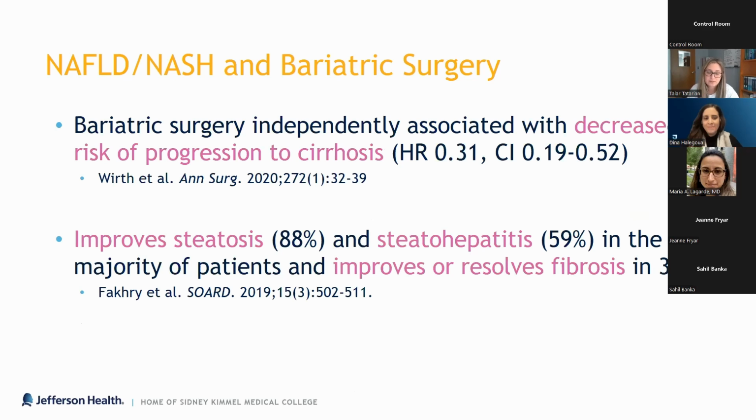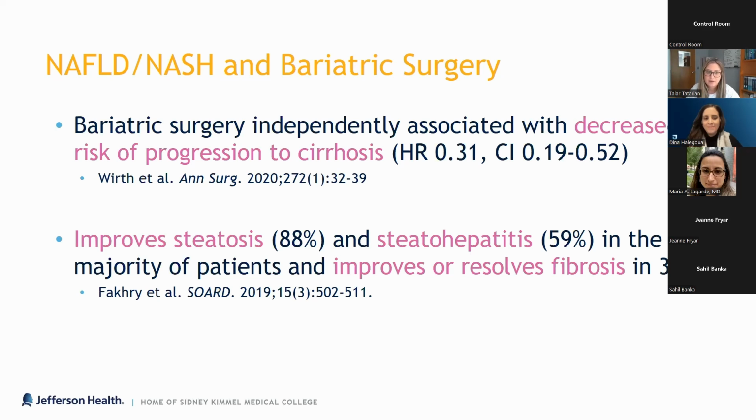It was a retrospective study. So that means that for the patients that had already had the surgery, they went back in time and looked at their outcomes in almost 3,000 patients with non-alcoholic fatty liver disease. And they compared those that had surgery to those that did not have surgery. And the patients that had surgery were a third less likely to progress on to cirrhosis.